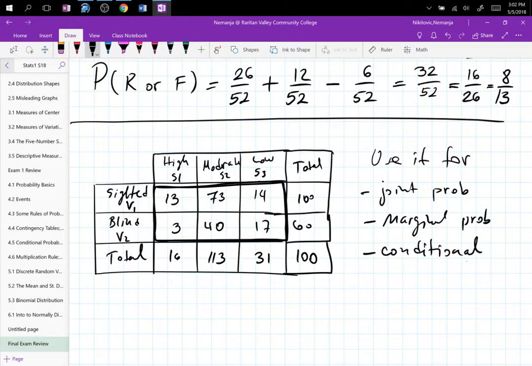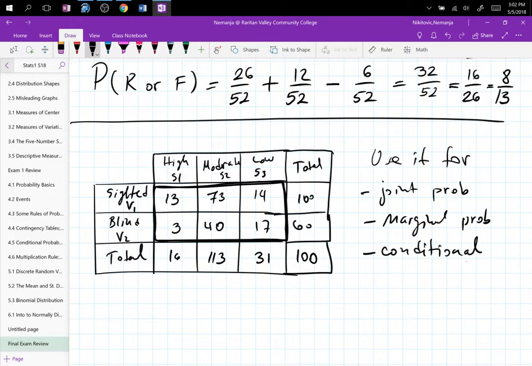Marginal probability is when you take a number from a total column and divide by the grand total, 100. So I want to know the probability of blind. Probability of blind is all blind, which is the entire row. So 60 divided by 100. That's why it's called marginal, because these are margins, right?